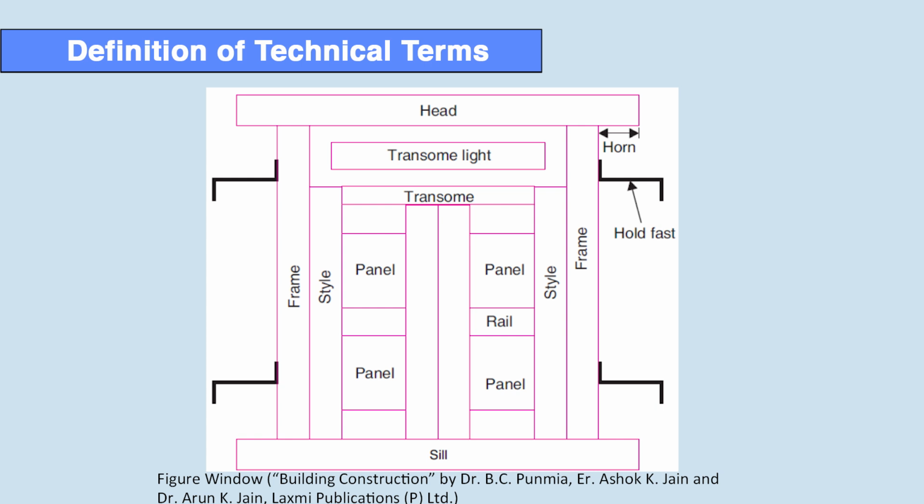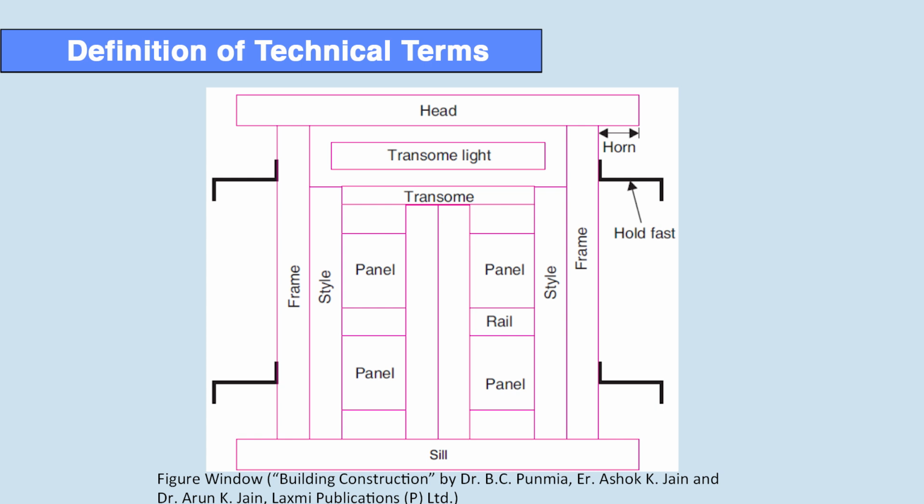Now, the next point is top rail. The uppermost horizontal member of a shutter is known as top rail. Next is lock rail. The central horizontal member of a door shutter to which the locking mechanism is attached is known as lock rail. Next point is bottom rail. The lowermost horizontal member of a shutter is known as bottom rail.